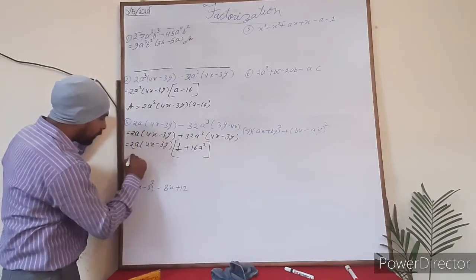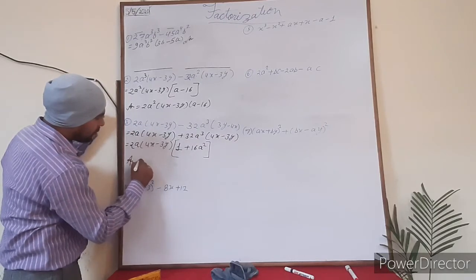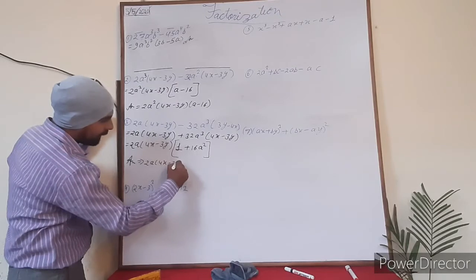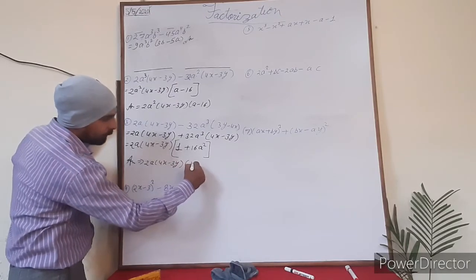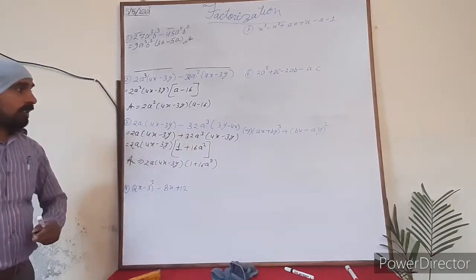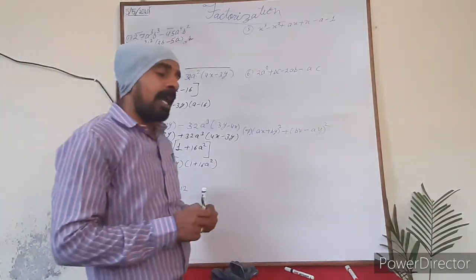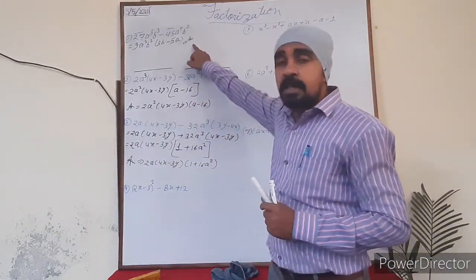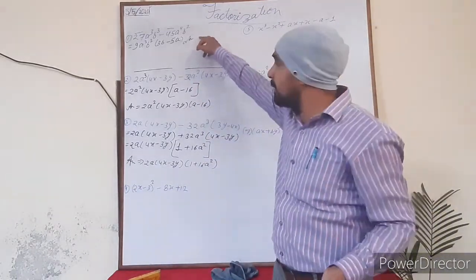So finally, what you can write down as the answer is 2a inside the bracket 4x minus 3y, and in another bracket 1 plus 16a square. So this is the way to do the question. I am explaining the question step by step. This is the easiest part. Before that was the too easy part.